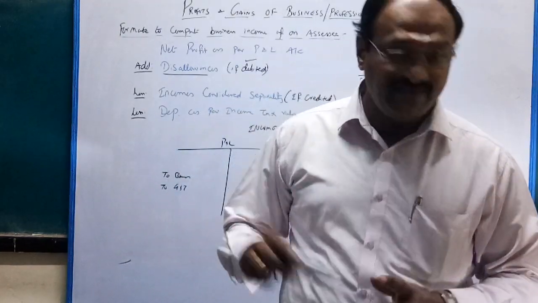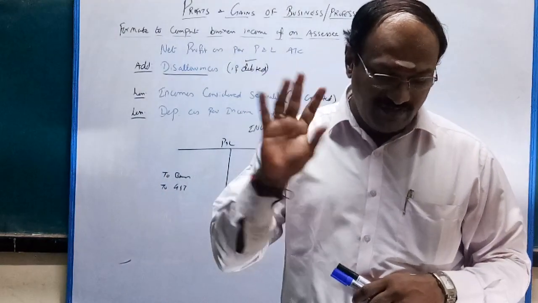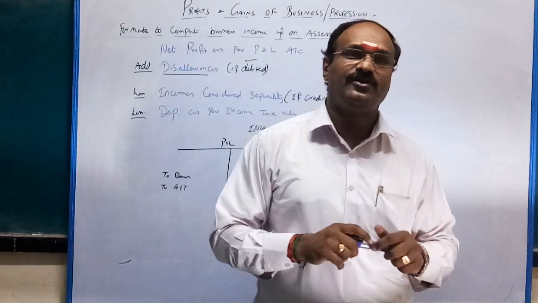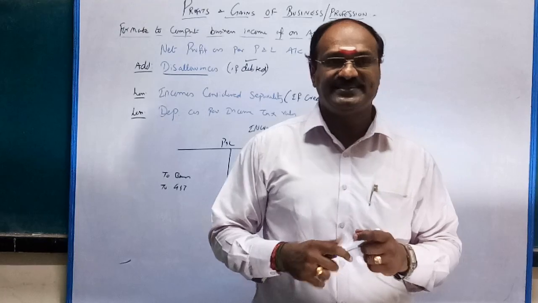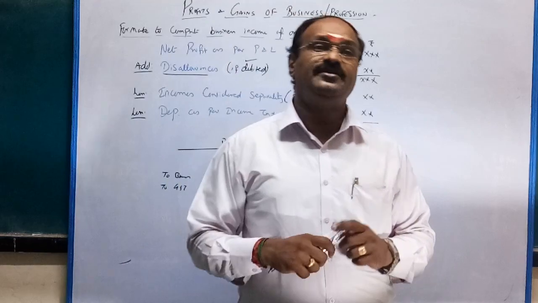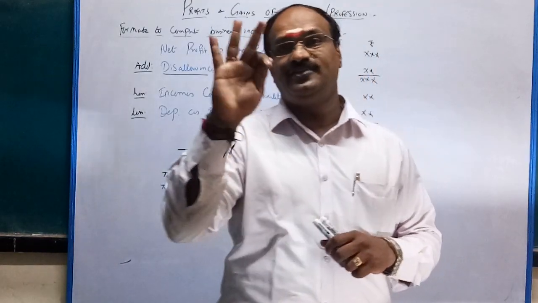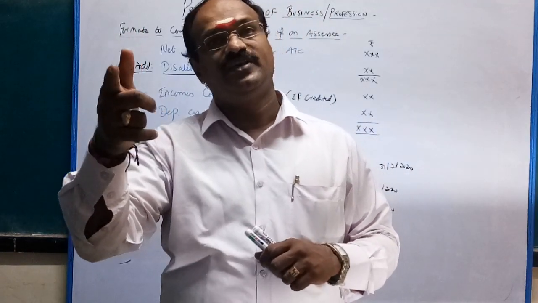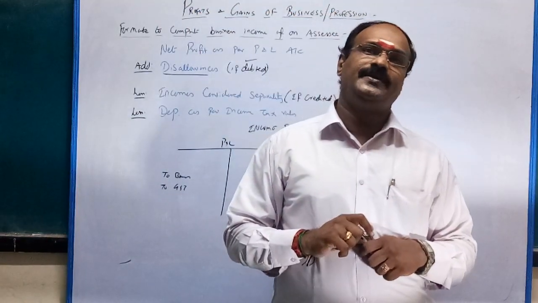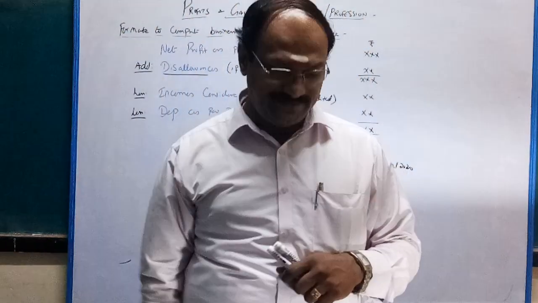Commission to agent, 30,000 rupees, was paid without deduction of tax at source. What is the procedure? Any payment made to a resident without TDS will be disallowed, at 30%. In this case, the commission to agent of 30,000 in excess of the threshold attracts TDS. Thereby 30,000 into 30%, 9,000 rupees will be disallowed.